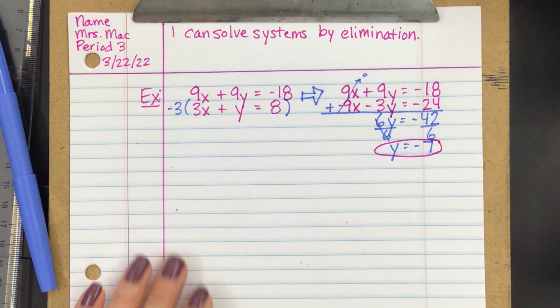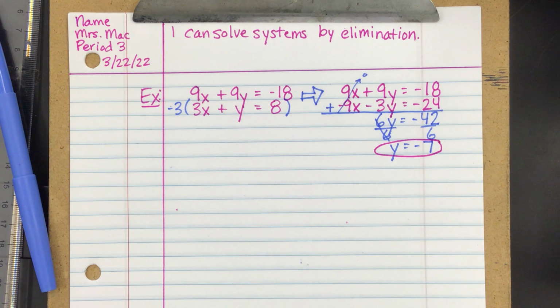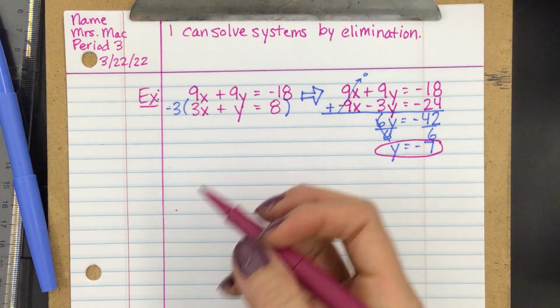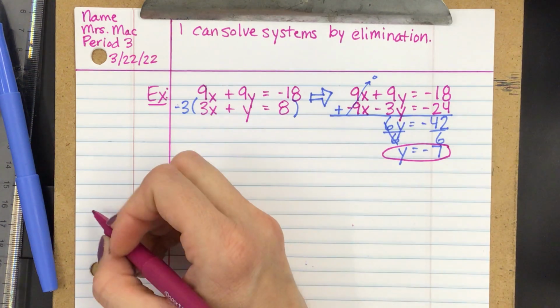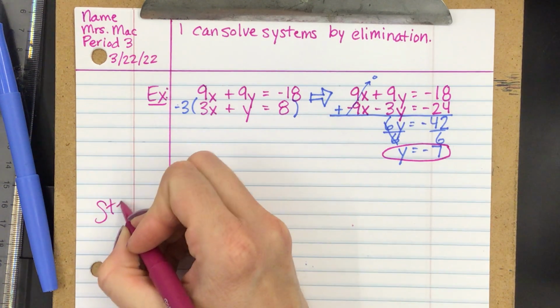Now I'm not going to solve it all the way out. You guys know what to do at this point. You just take your y value and plug it in to find your x value, and then check your answer. Okay? So let's write the steps down that we just took, and then we'll practice one, and then I'll show you what happens when both equations need to be modified.